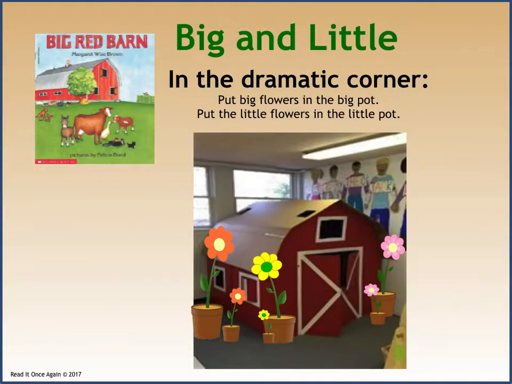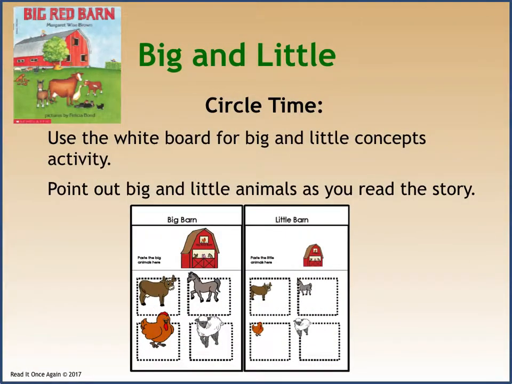In your dramatic corner, you can create a big red barn using a large cardboard box. Outside the box, use big and little pots containing big and little flowers. During circle time, use your white storyboard to have your children match big animals to big barns and little animals with little barns. This activity is in every unit and also one of the activities found on our interactive whiteboard CDs that are used with the interactive whiteboards.